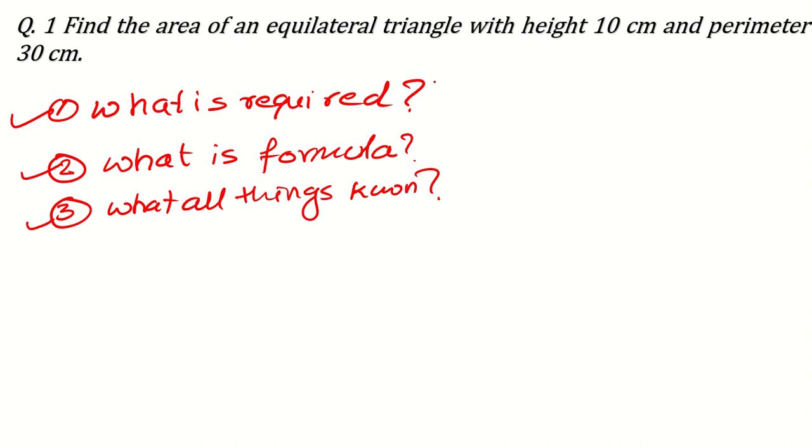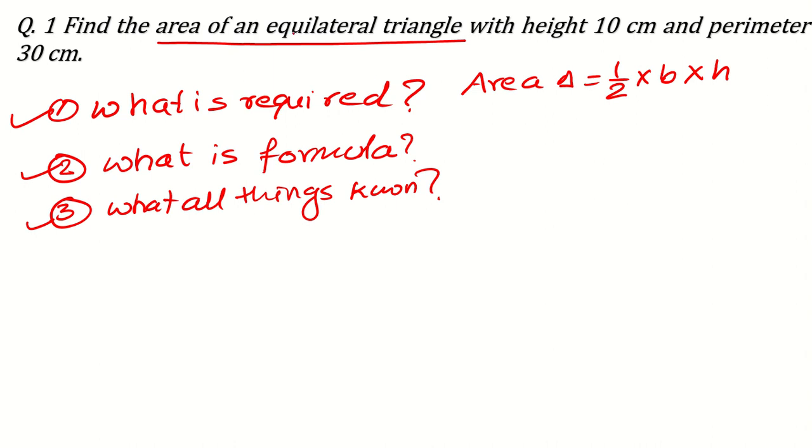I'll not erase this, I'll write here on the side. Find the area of an equilateral triangle. So what do they want? They want the area of the triangle. What is the formula for the area of a triangle? Half times base times height. Now why have they given an equilateral triangle? What is the meaning of equilateral triangle? It means all the 3 sides will be equal.